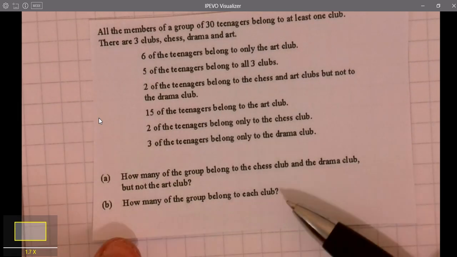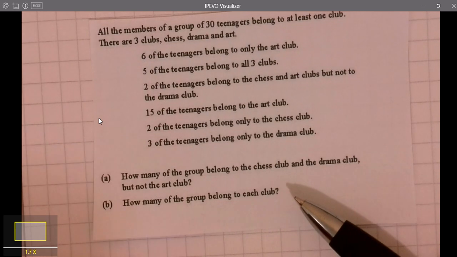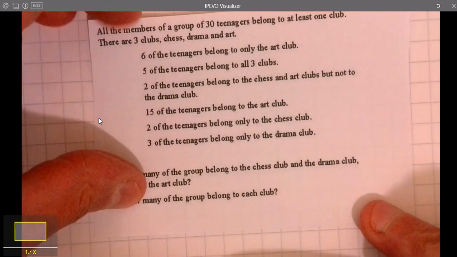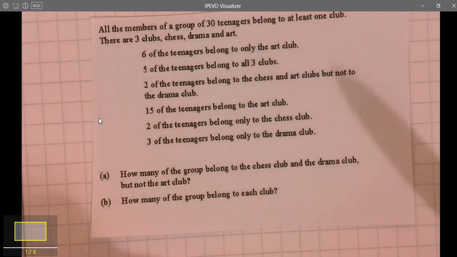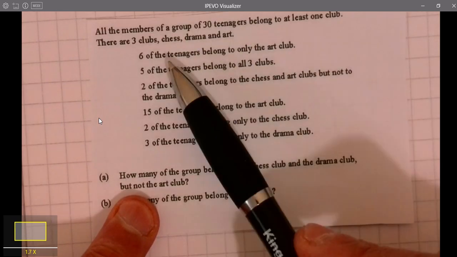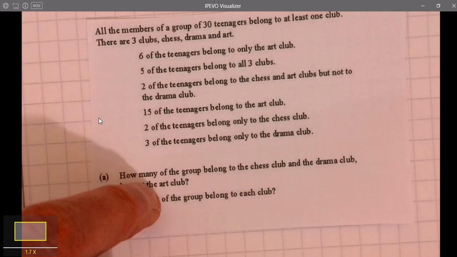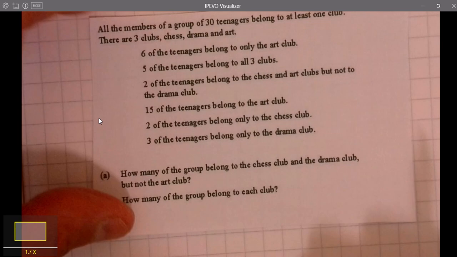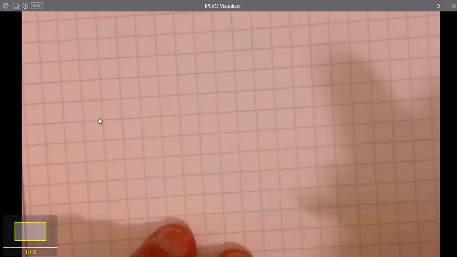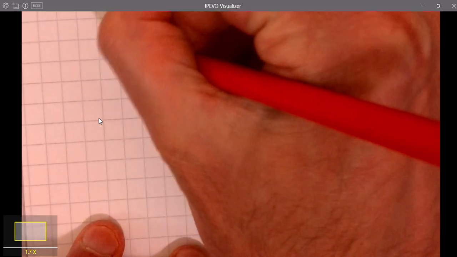I've got some questions down underneath, but life would be a lot easier if I just quickly draw myself a Venn diagram. So I'm going to quickly draw that. Now this time there are 3 clubs, so that's going to be 3 circles. So if we're just going to quickly sketch 3 circles.